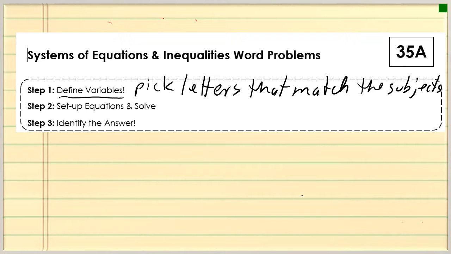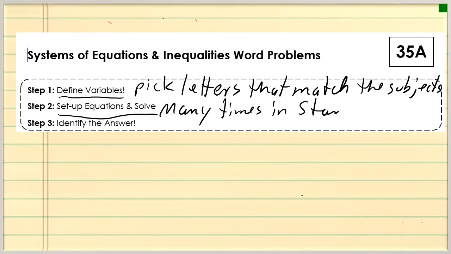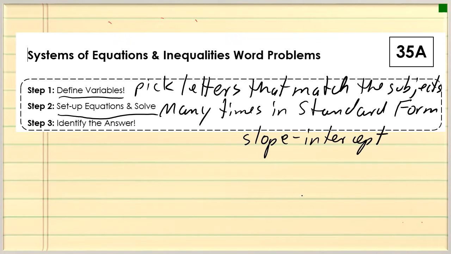Make sure you write it down, because it's no fun to get to the end and then realize you figured out what G is equal to, but you don't know what G stands for. The next thing to do is set up the equations. Many times, the equations will come in standard form. But not always. Sometimes the equation might be in slope-intercept form. And sometimes you just have to translate the sentence in the word problem into an equation.